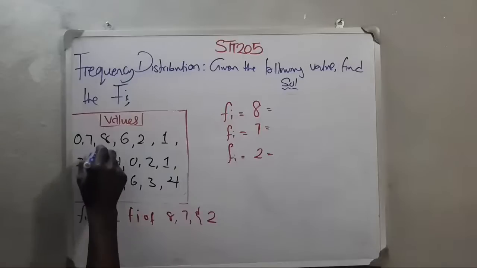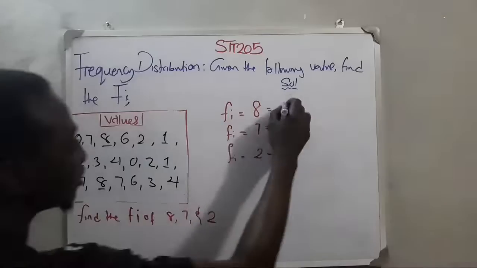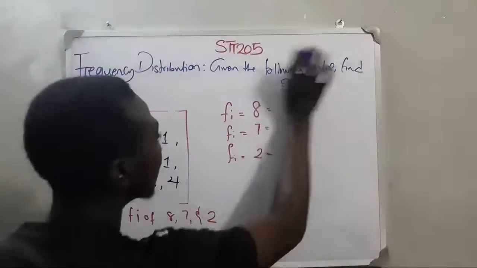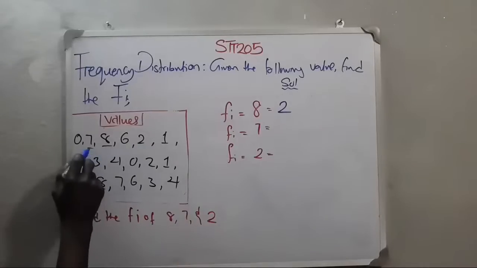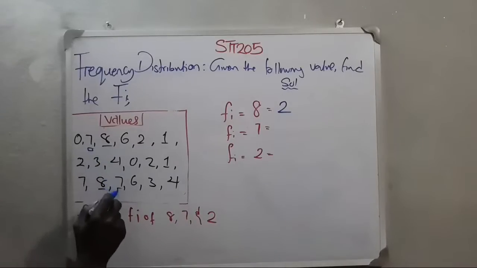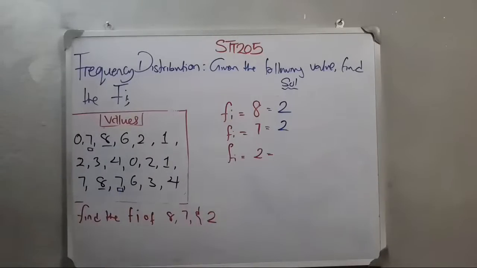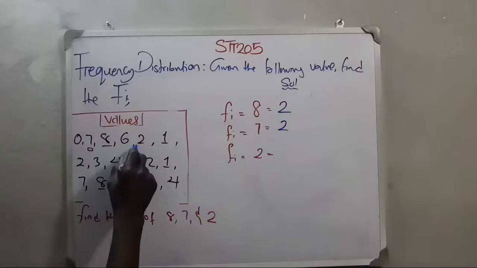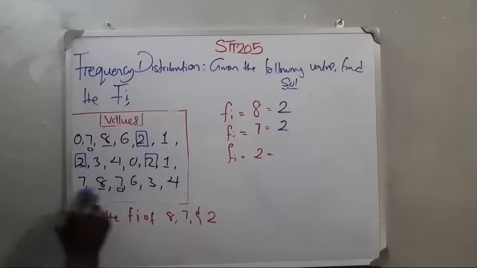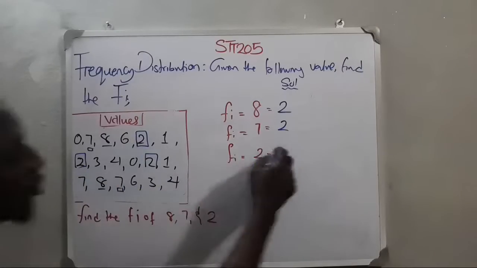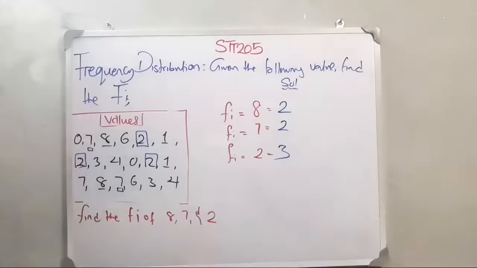We have 1, we have 2. So the frequency distribution for 8 is 2. Check for 7, we have 1, we have 2. 7 is 2. Then you check for 2. We have 1, we have 2, we have 3. So 2 is 3. So that is how it works.